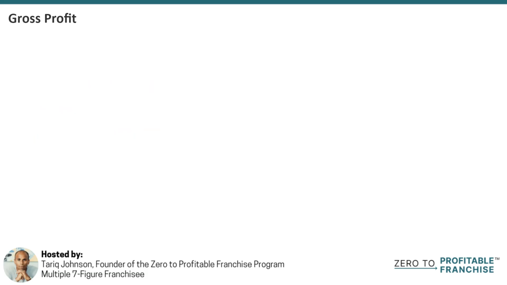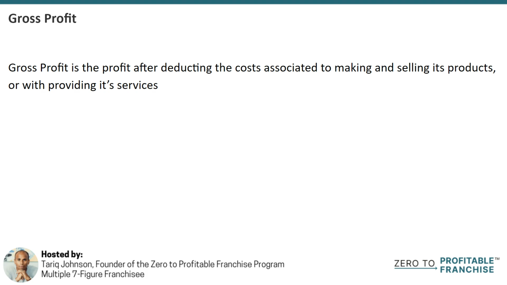Now, gross profit. This is a term you'll likely hear often. Gross profit is the profit after deducting the costs associated to making and selling its products or with providing its services. And so if you take your net sales and you subtract your cost of goods, otherwise known as COGS, that equals your gross profit.